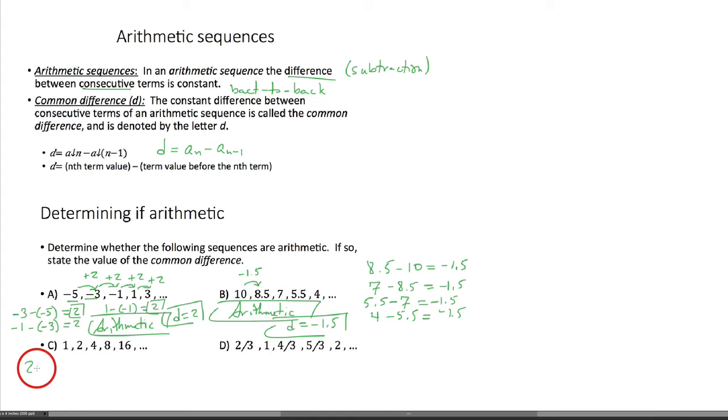Excuse me, if we do 2 minus 1, we get 1, but what you quickly notice is if you do 4 minus the term before it, we don't get 1. And if we do 8 minus the term before it, 4, we don't get 1. And so because these are not all a common difference, then we would say that this thing is not arithmetic.